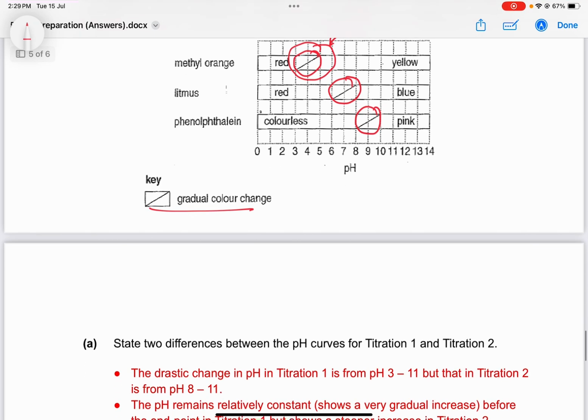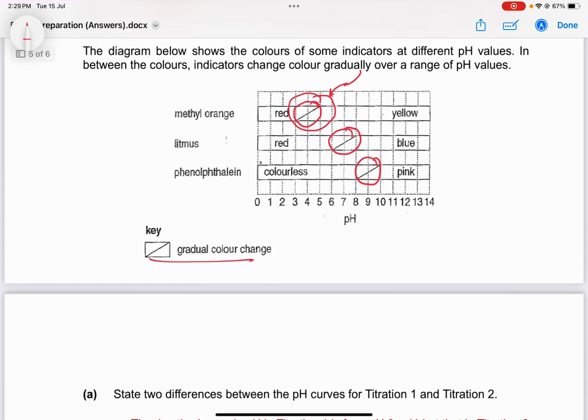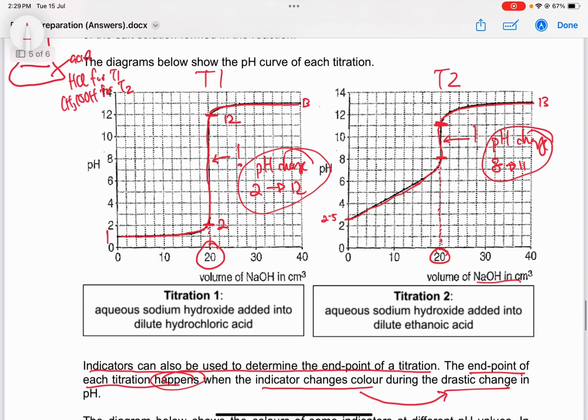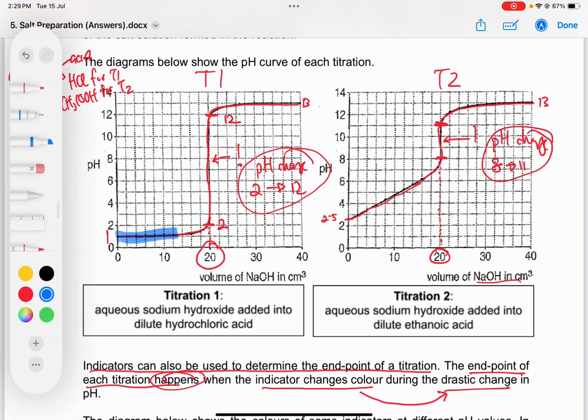Okay, so state two differences between the pH curve for titration 1 and 2. There are a few segments you can talk about. First is the initial segment. For titration 1, the pH is relatively constant at about pH 1 until the endpoint, where it has that sharp increase. Whereas for T2, the pH is gradually increasing, and at the endpoint, the pH will suddenly go up. That's the first thing. Second thing, titration 1 starts at pH 1, titration 2 starts at pH 2.5.